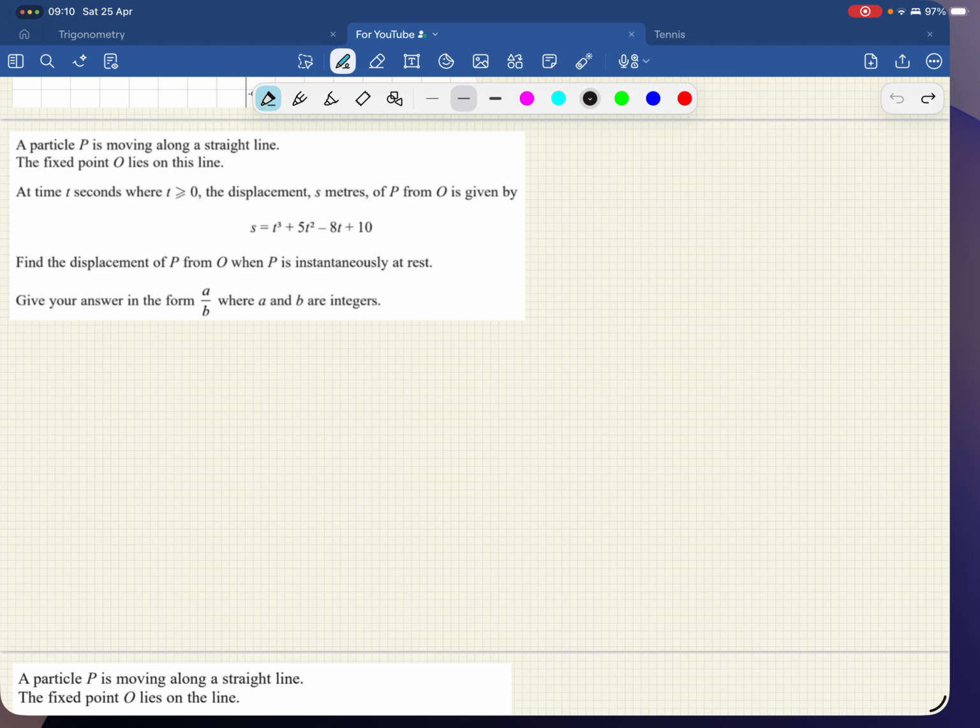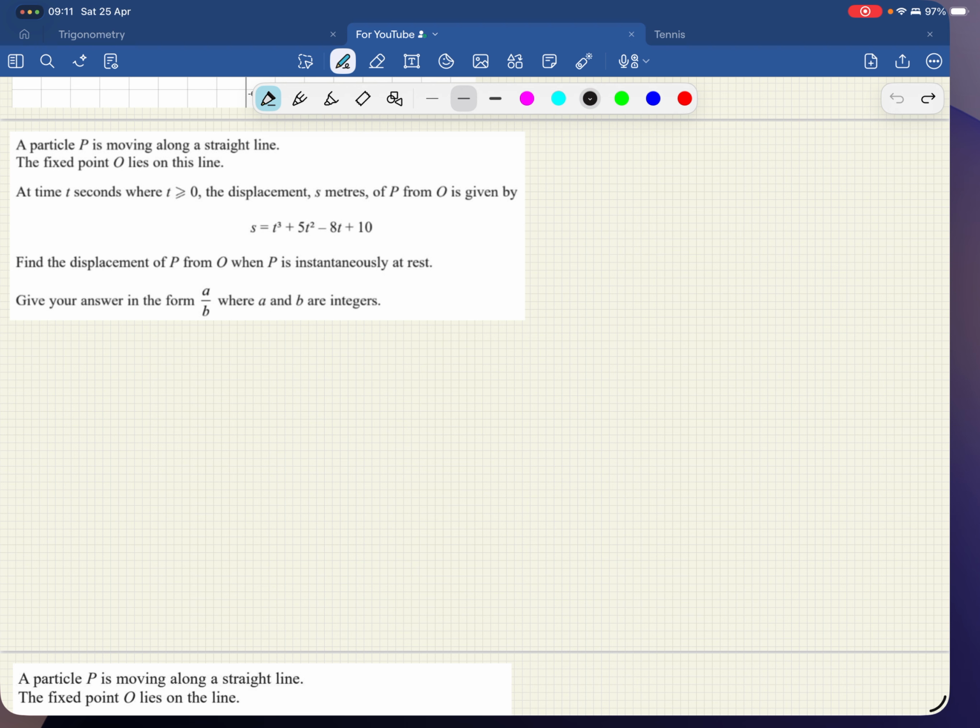Find the displacement of P from O when P is instantaneously at rest. So if it's at rest, its velocity is 0. Give your answer in the form A over B, where A and B are integers. So we've got a position function here, which tells us for a particular time where we are, kind of where we're standing. If we differentiate that, we're going to get the rate of change of position with respect to time. And that's essentially distance over time, which is velocity.